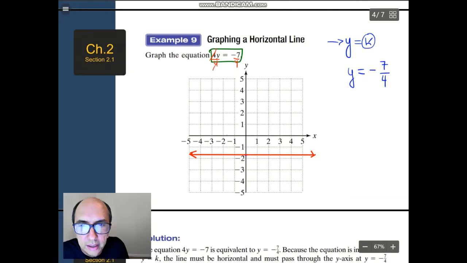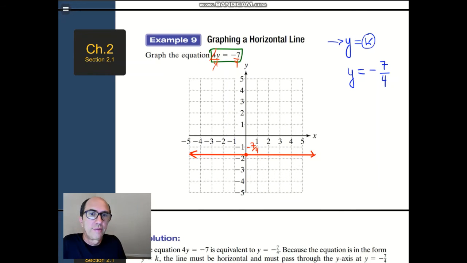Okay, this is the line, and let me write here, this is -7/4, this point here, -7/4 on the y-axis, and the same thing that we checked and realized for the vertical line.